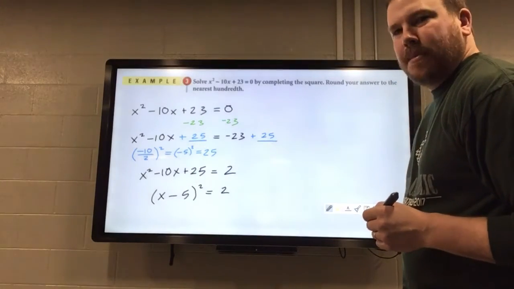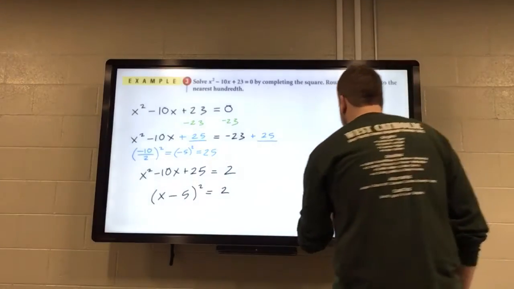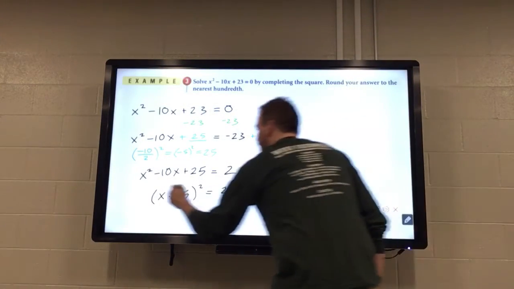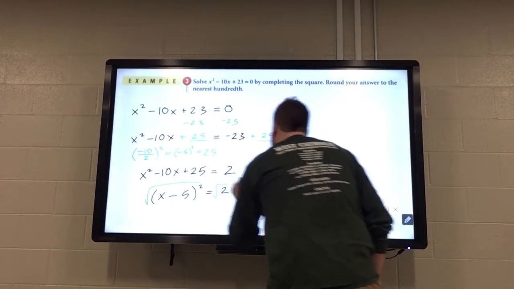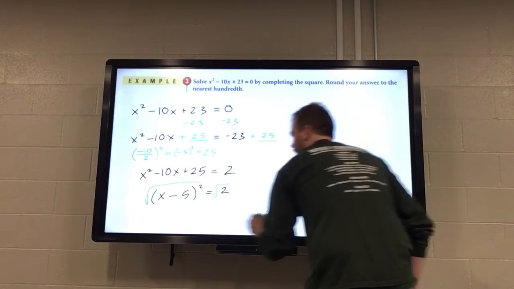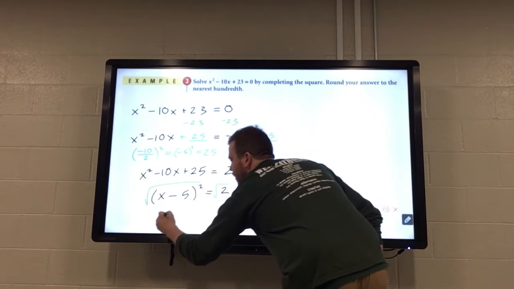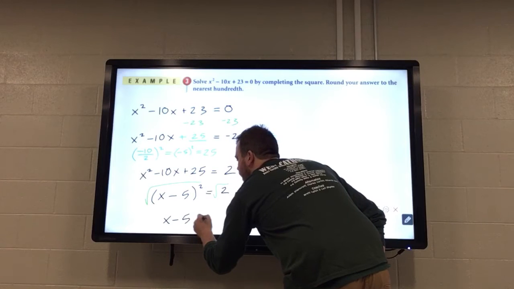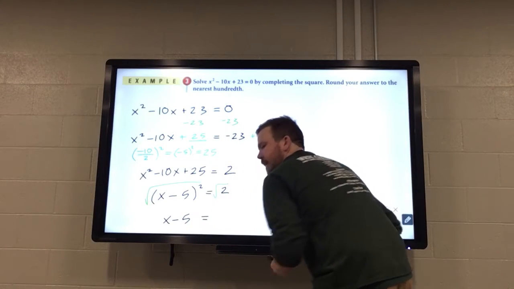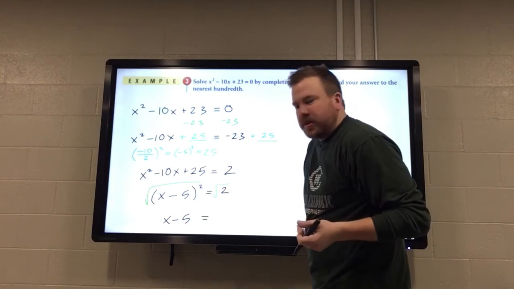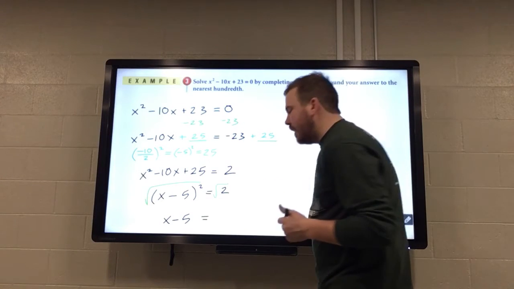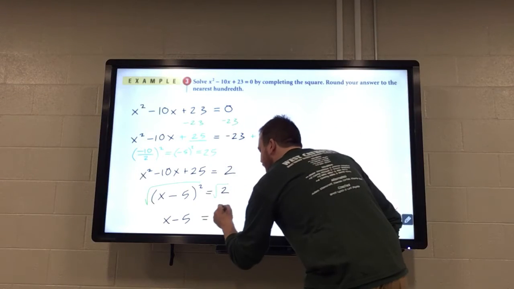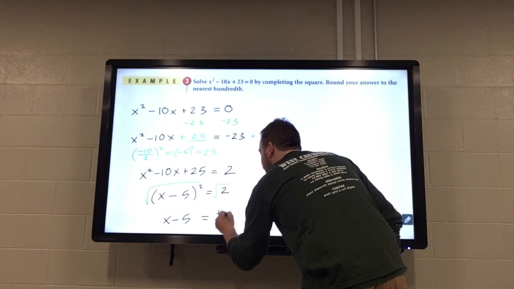And next we're going to begin the process of solving. So I'm going to take the square root of both sides. So here's what I'm left with. The square root of x minus 5 squared is just simply x minus 5. The square root of 2, you can use a decimal if you'd like. I'm just going to leave it as the square root of 2 for now. But don't forget you need to write it as positive or negative square root of 2.